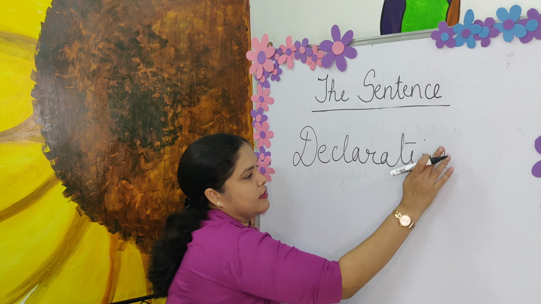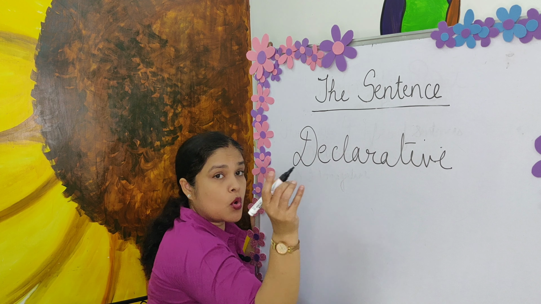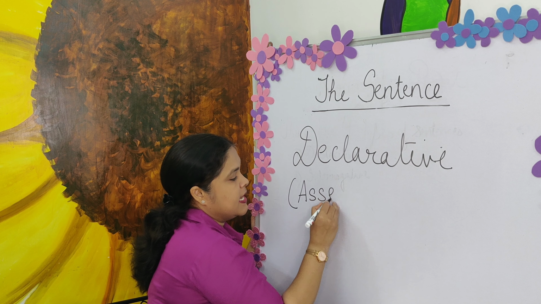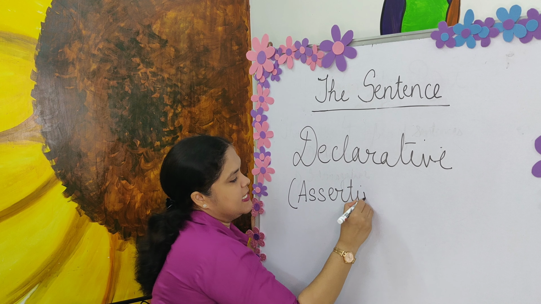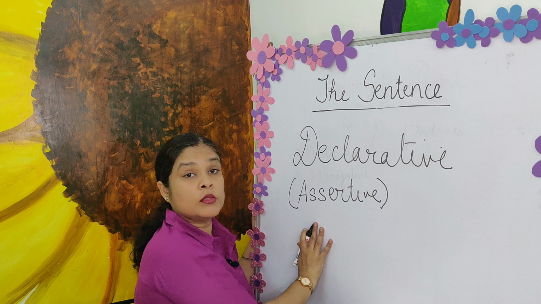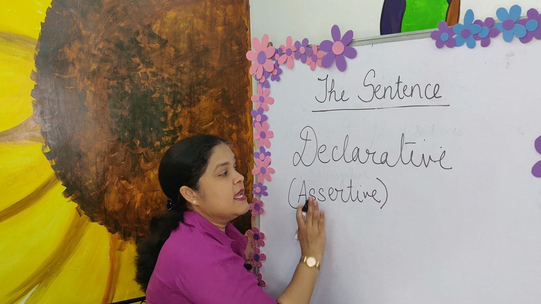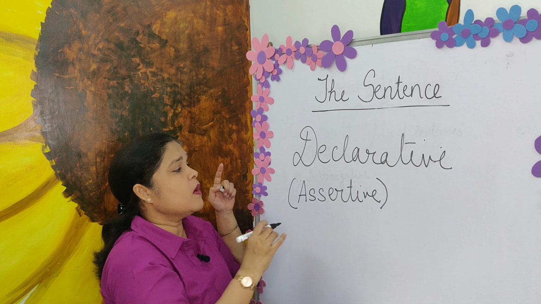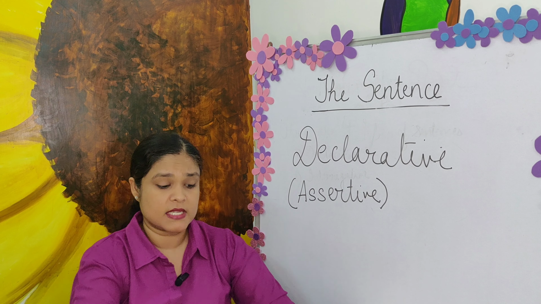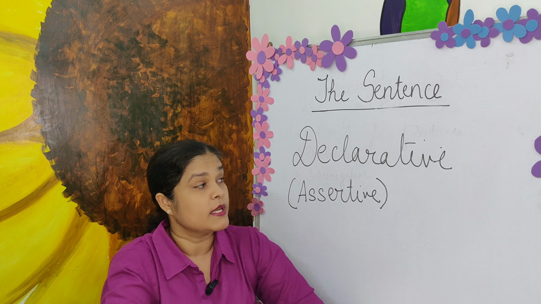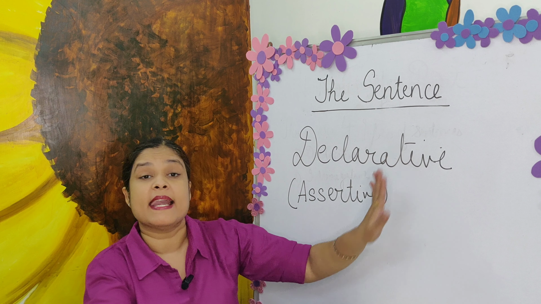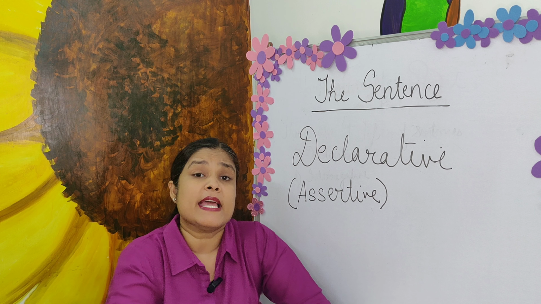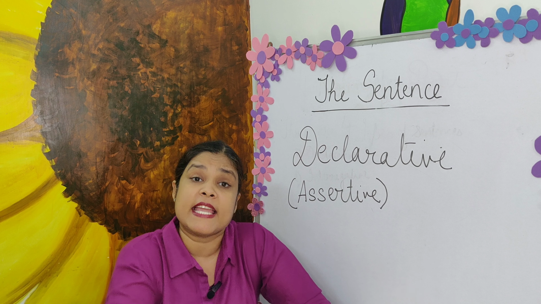Declarative. Okay. You have to also know the other name for declarative sentence is assertive sentence. Okay. They are both the same. You need to remember that. Declarative sentence and assertive sentence are both the same. Now, what does this word declarative mean? It is made up of the word declare. Declare means to tell, to inform, to let you know something or to make a statement.